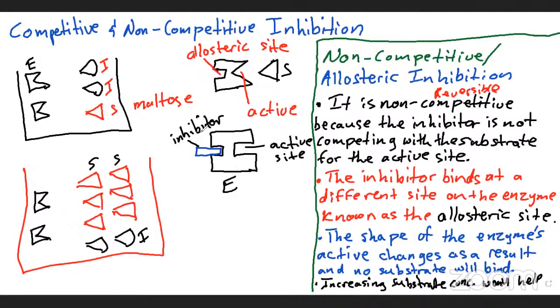All right, the inhibitor binds to the enzyme and changes the shape of the active site. When the inhibitor leaves, it can come off. So we are looking at a process that is reversible. The inhibitor binds to the allosteric site, changes the shape of the active site, so the substrate cannot bind to it.